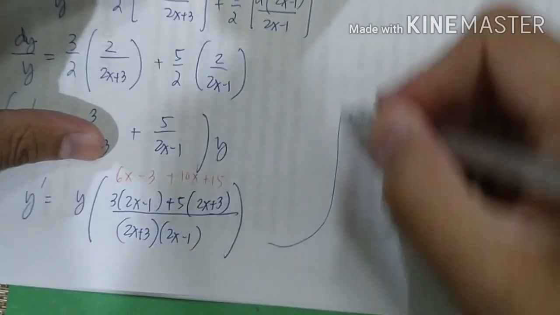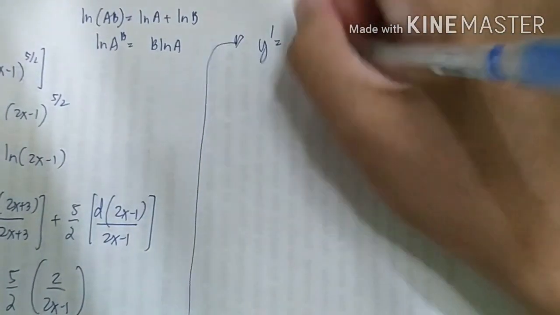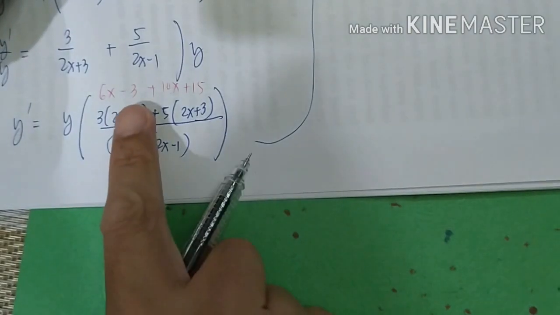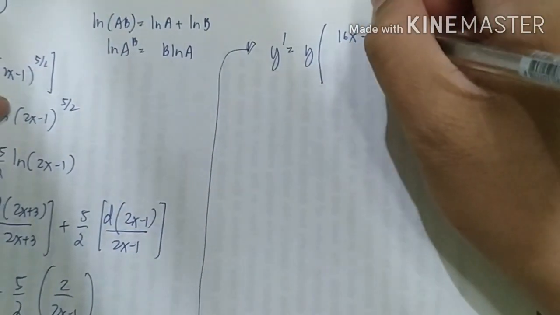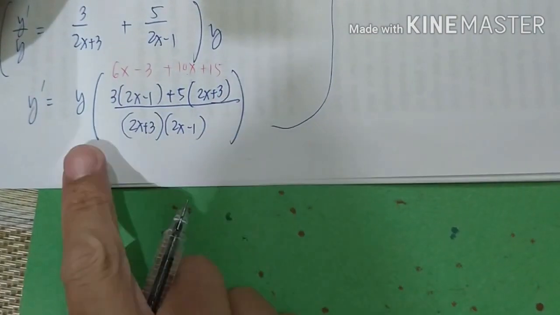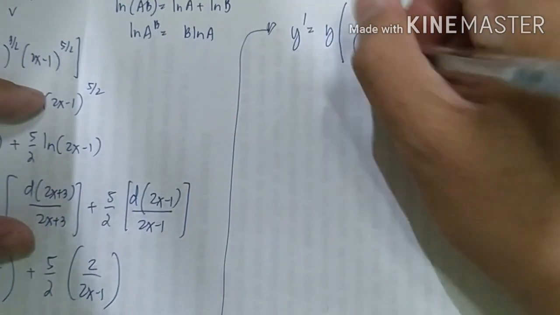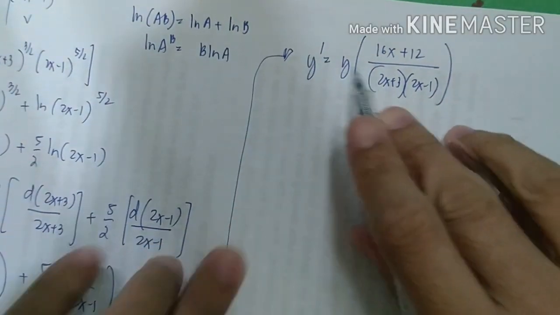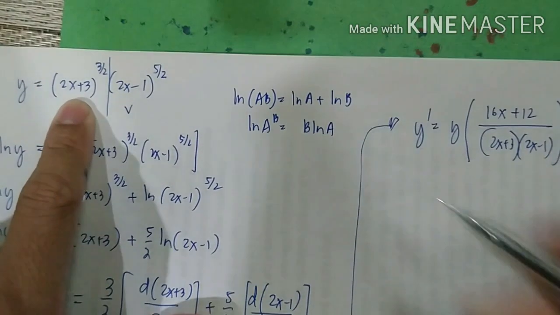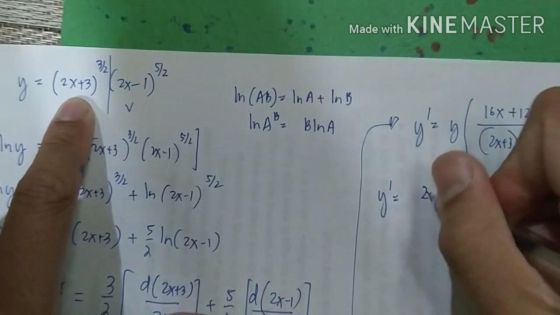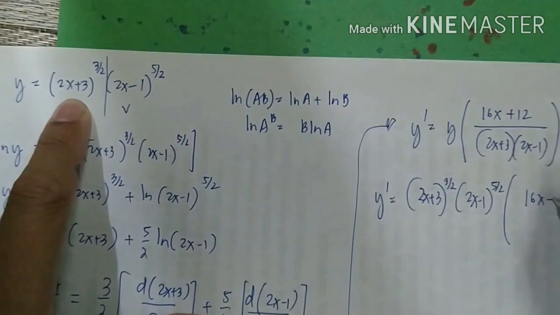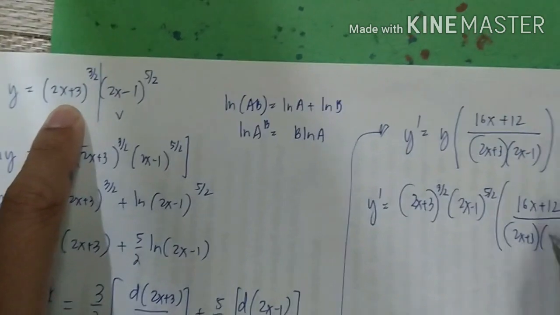So, simplify natin. Wapak. So, ano mangyayari kay y prime? y times the quantity, 6x plus 10x, 16x. That's negative 3 plus 15, 12. Negative 3 plus 15, that's 12, over (2x plus 3)(2x minus 1). Oh, but what is y? Yung original given natin. Ito yung y, oh. So, your y prime now is equal to (2x plus 3) raised to 3 halves times (2x minus 1) raised to 5 halves multiplied by (16x plus 12) over (2x plus 3)(2x minus 1).